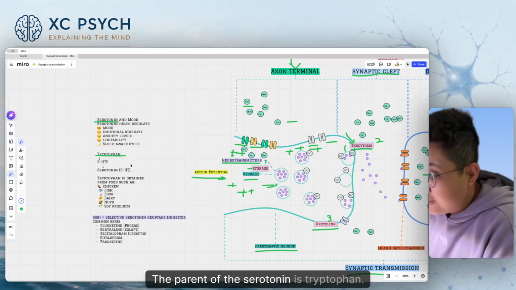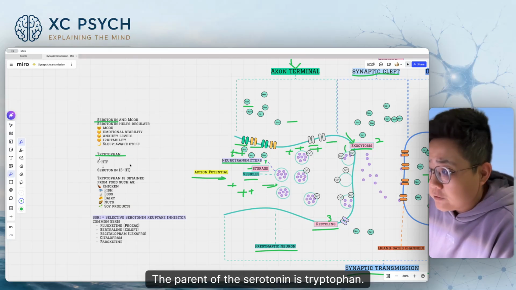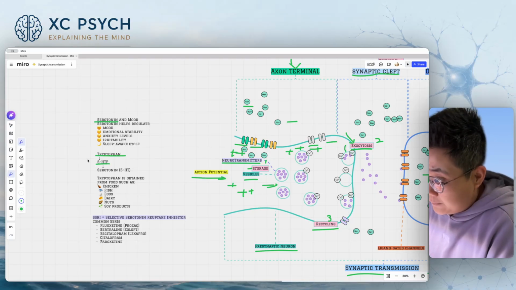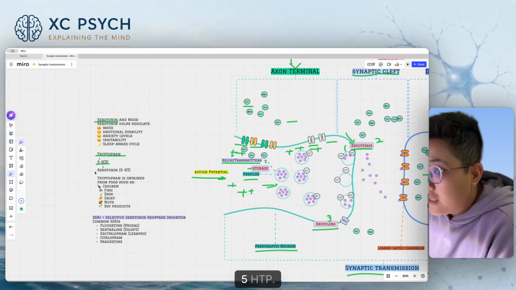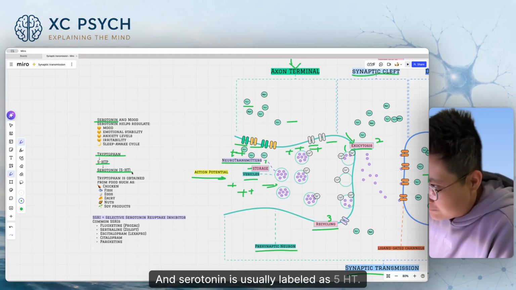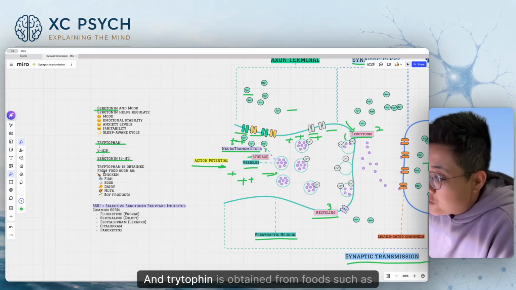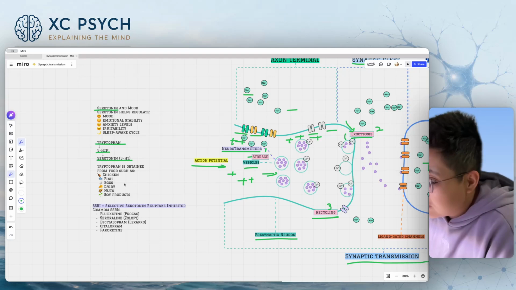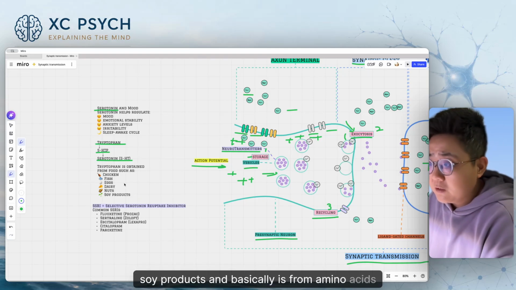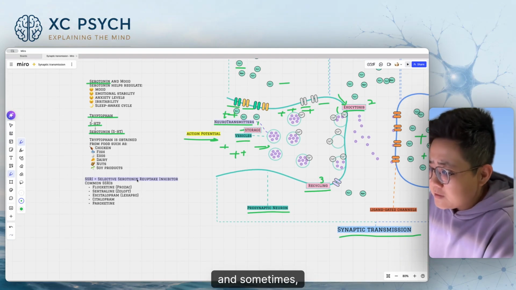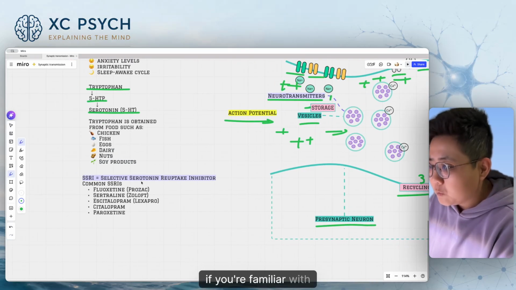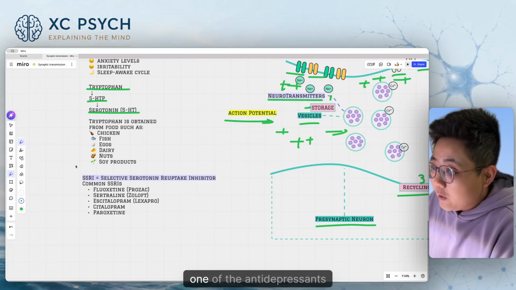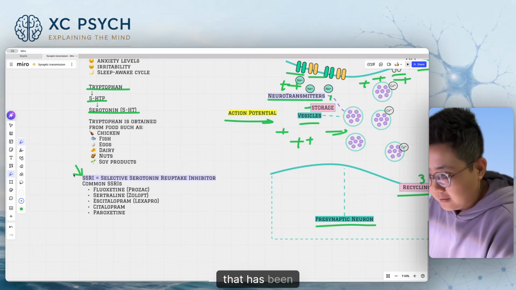And the parent of the serotonin is tryptophan. And this is what the simplified structure looks like, 5-HTP, and serotonin is usually labeled as 5-HT. And tryptophan is obtained from foods such as chicken, fish, eggs, dairy, nuts, and soy products, and basically is from amino acids.